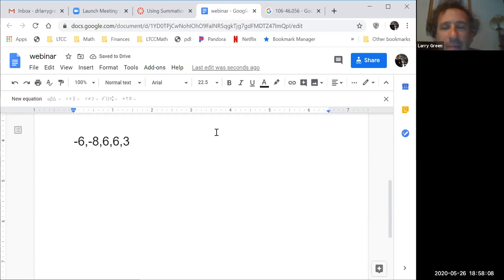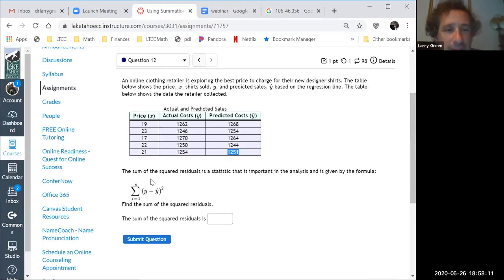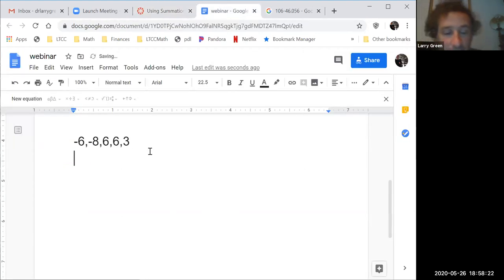Okay, we just found the y minus y hats. So order of operations is really important. We have to do the parentheses first, and that's what we just did. Then we're supposed to square. So now I'm going to take all of these numbers and square them. Negatives don't matter when you square, so 6 squared is 36. 8 squared is 64. Then 36 again, and then 36 again, and then 3 squared is 9. Any questions on how I got that row?